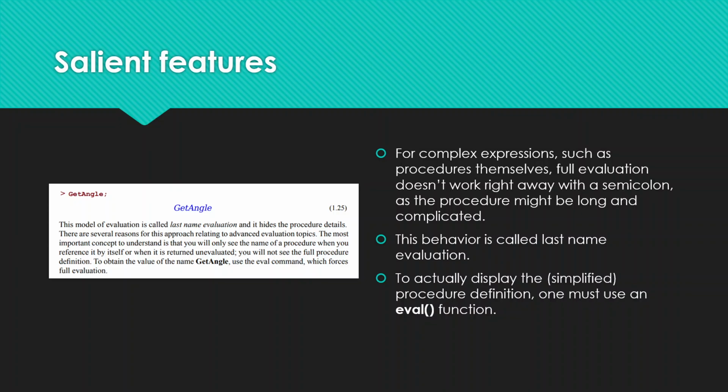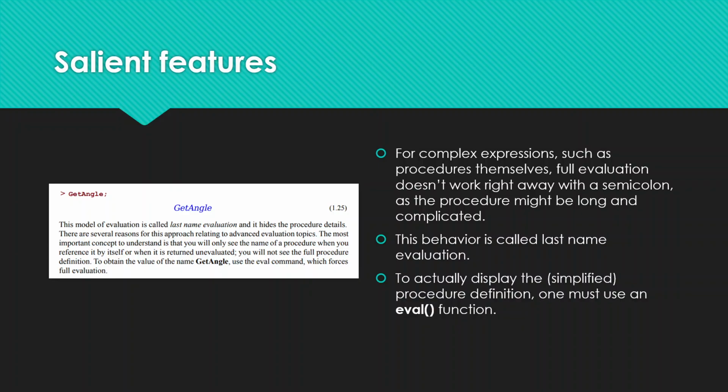If you want to display procedure definitions long after they've been defined, full evaluation doesn't work right away with a semicolon, as the procedure might be long and complicated. This behavior is called last name evaluation. To actually display the simplified procedure and its definition, one must use an evaluation function.